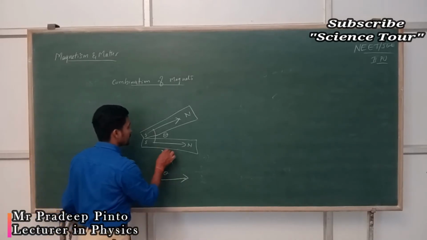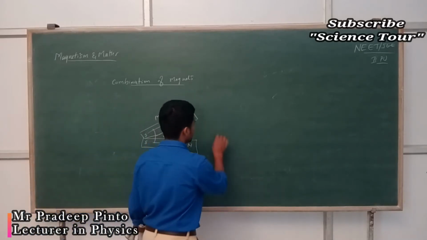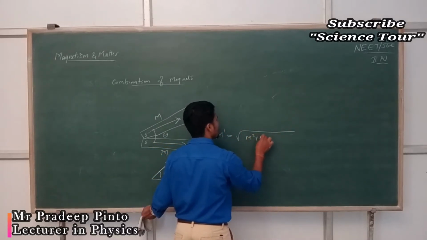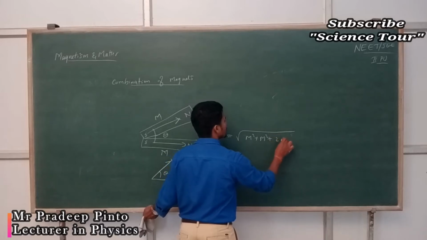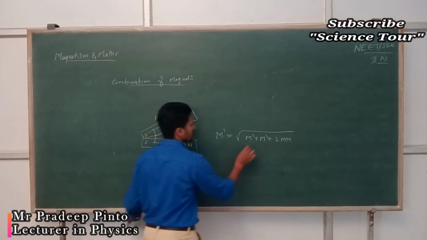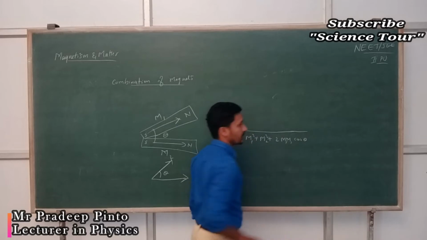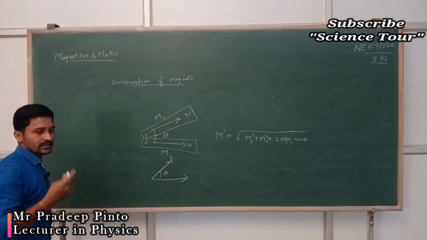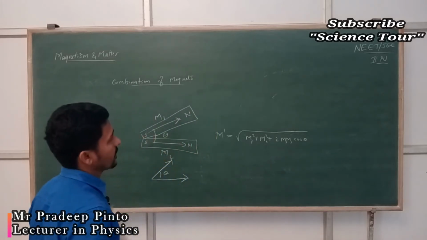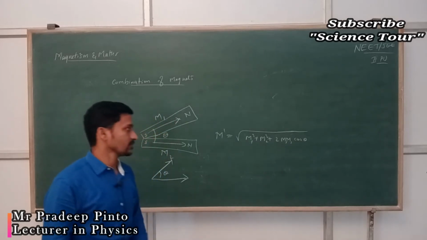Then having magnetic moments, what is the net magnetic moment? The net magnetic moment is nothing but the square root of m1 square plus m2 square plus 2 m1 m2 cos theta. That is what you studied earlier in first PUC. This is the concept you have studied, basic mathematics of vectors.